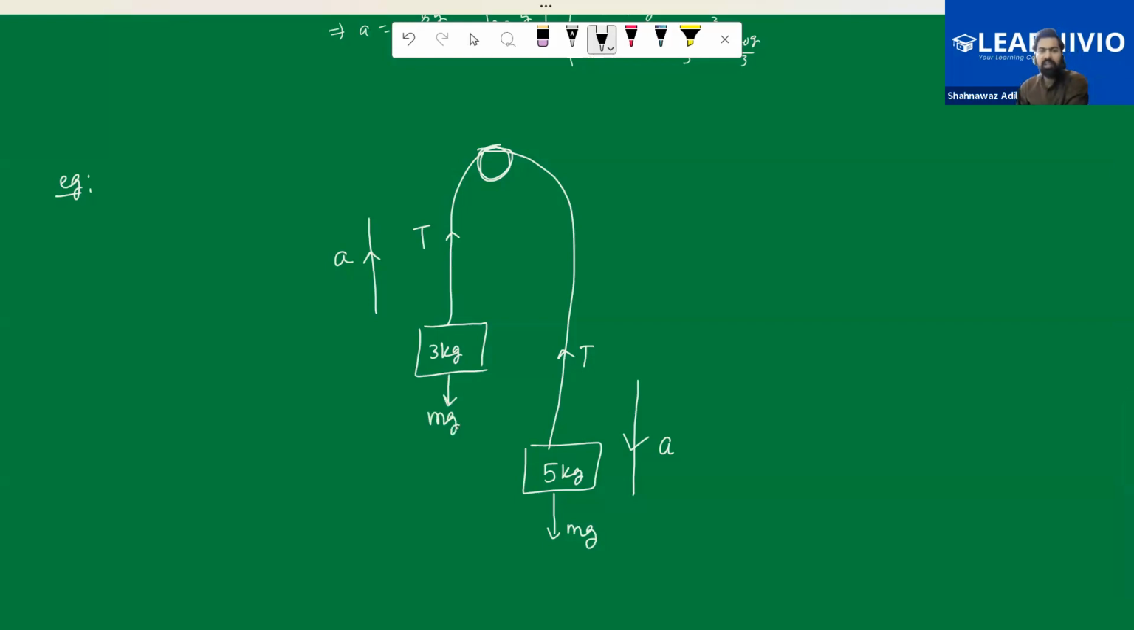So we will write the free body diagram for each block. What would be the free body diagram for each block? We have block 1, which is this one, and block 2, which is this one.